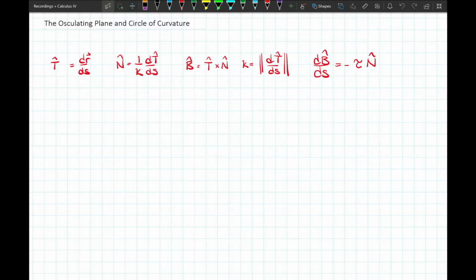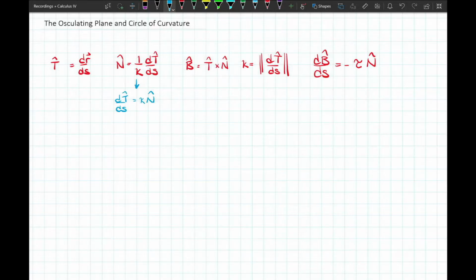Well, curvature is the magnitude of the rate of change of this unit tangent vector. And then in order to get the torsion of our space curve, we got that from the rate of change of our binormal vector. Now, actually, if you want to, we can compact a lot of these formulas down into what we call the Frenet-Serret formulas. First of all, we can write one of these equations for the unit normal vector as the rate of change of the unit tangent vector with respect to arc length is equal to curvature times the unit normal vector.